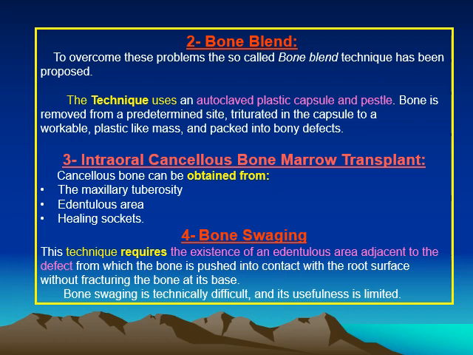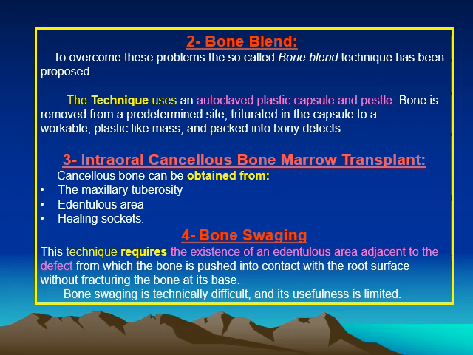Therefore, a bone blend was used. To overcome these problems, the so-called bone blend technique has been proposed. The technique uses an autoclaved plastic capsule and vessel. Bone is removed from a predetermined site, triturated in the capsule to a workable plastic-like mass, and packed into the defects, like we do with amalgam.